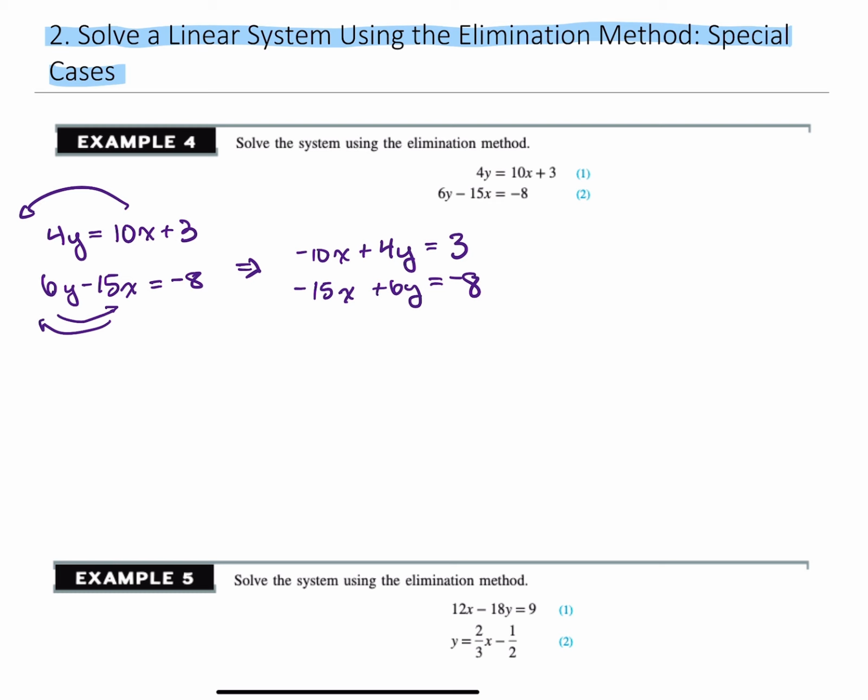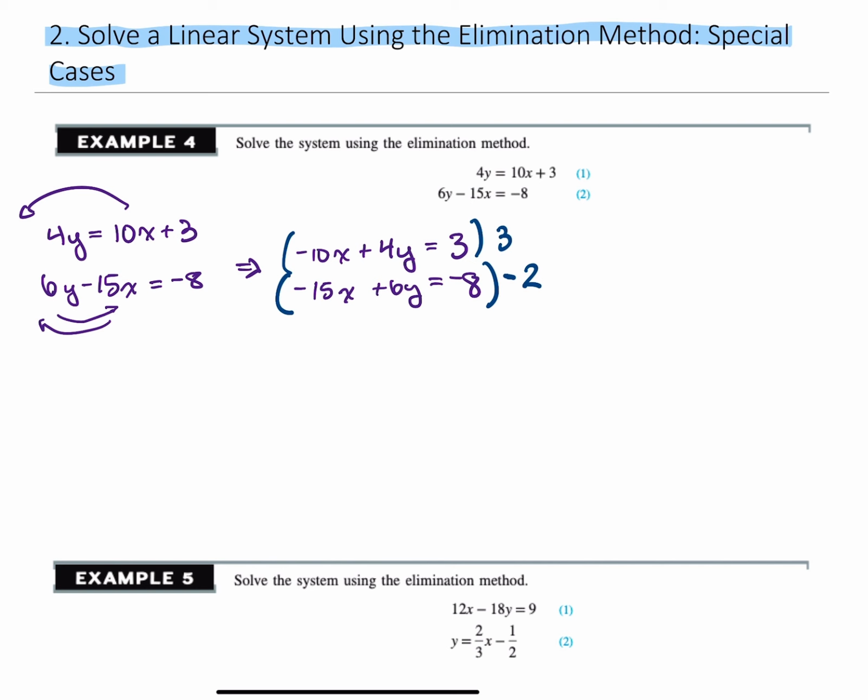All right, so what should we do? Let's focus on a variable to eliminate. This time I want to focus on the y's because I have 4 and 6. I know if I multiply 4 by 3, I'll get 12. And if I multiply 6 times 2, I'll also get 12. So thinking of a least common multiple, let's multiply the first equation by a positive 3. And let's multiply the second equation by a negative 2. So that will give me a negative 12 here and a positive 12 here. So I'll be able to eliminate the y variable. All right, so let's do that.